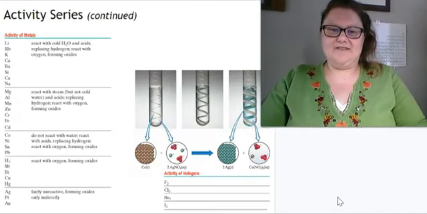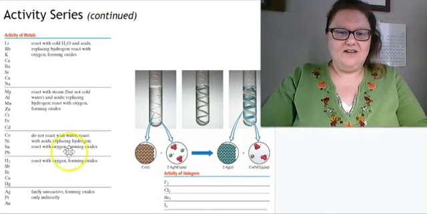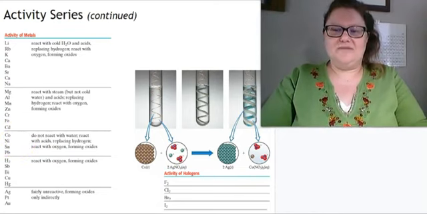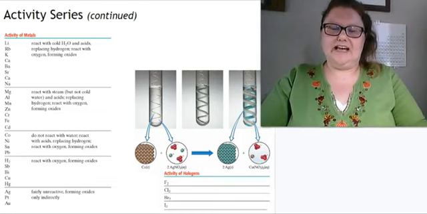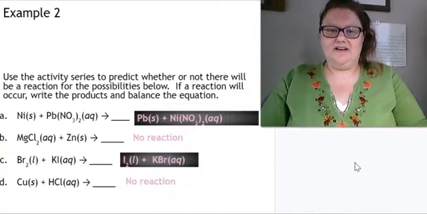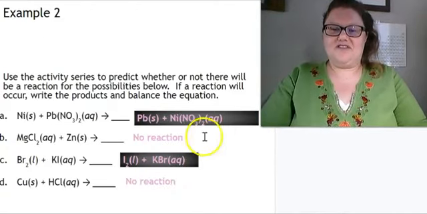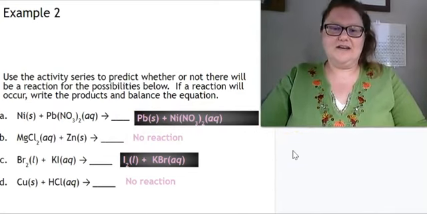Let's go back to the activity series and find each of those. So nickel is right here in the middle, Ni, and then a couple down we see Pb for lead. So because nickel is above lead in the activity series, it's more active. It can replace lead, and we see a reaction take place where those two cations switched.